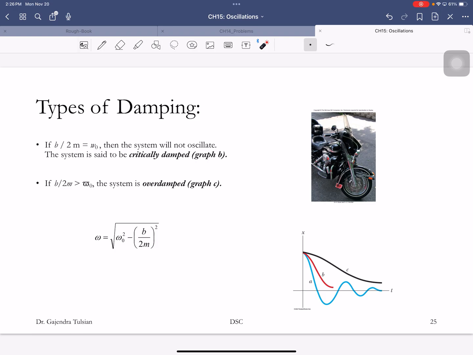So when this term is equal to that, that is critical damping and it won't oscillate. When this term is smaller than this, it will oscillate some. And when this term is bigger than that, it won't even come back to its original position. That's overdamped.